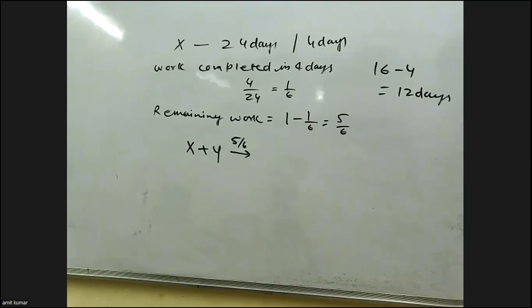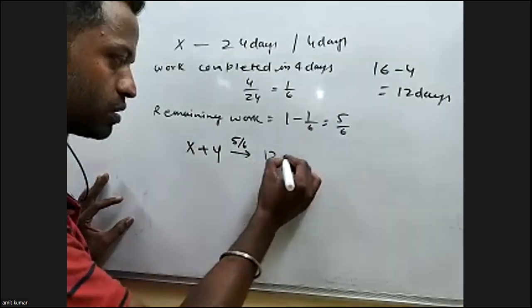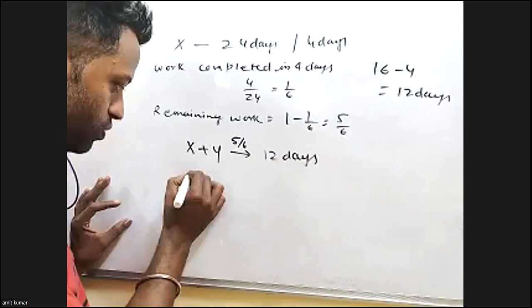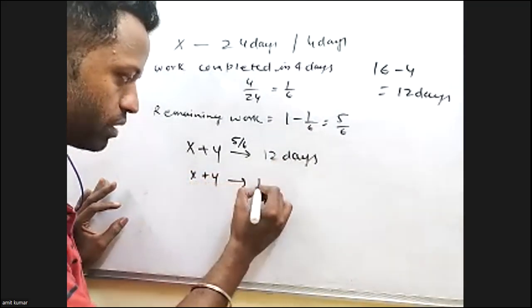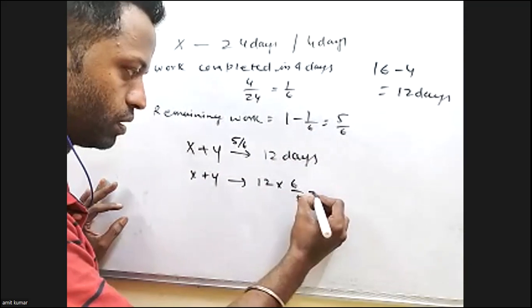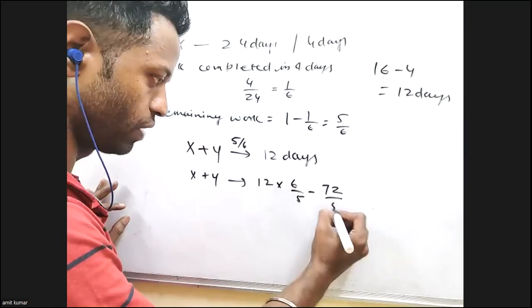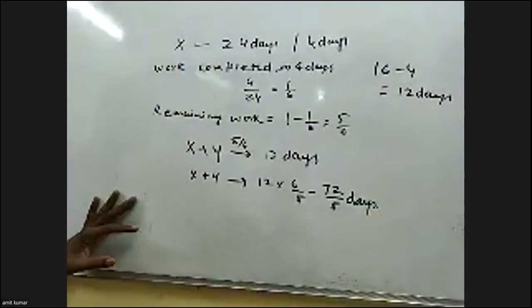Now we will solve this question. 5 by 6 of the remaining work is completed by X plus Y in 12 days. So X plus Y can do the whole work in how many days? 12 into 6 by 5, that is 72 by 5 days. Right? Is it clear till here?